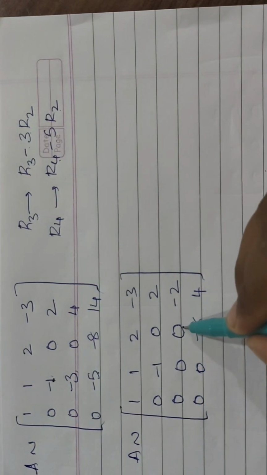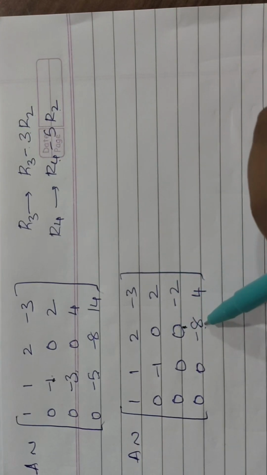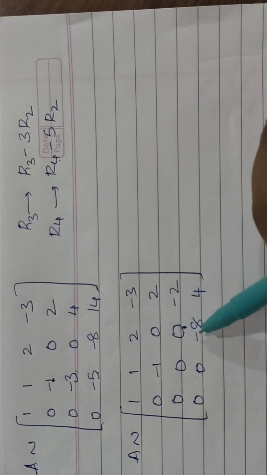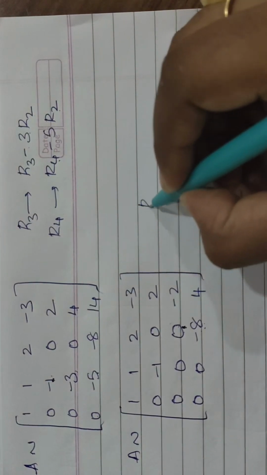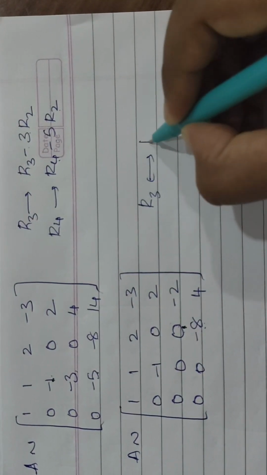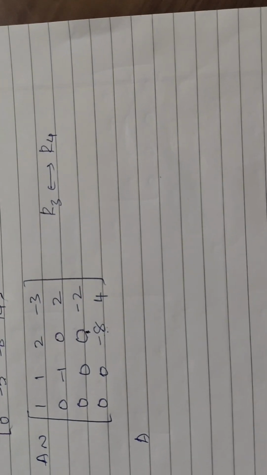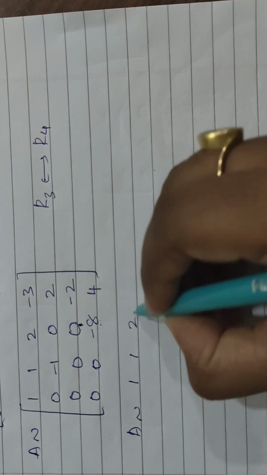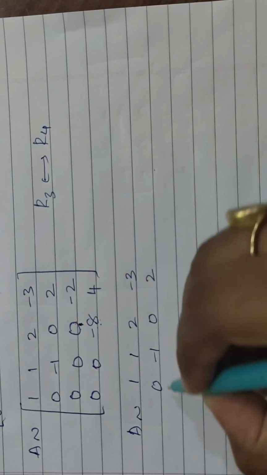And here we are having 0. So what I will do is I will exchange this with this row so that I will get a non-zero number here, and below that I'll be having 0. So if I do that, that is R3 interchanging with R4, I will get A is equivalent to 1, 1, 2, minus 3, 0, minus 1, 0, 2.